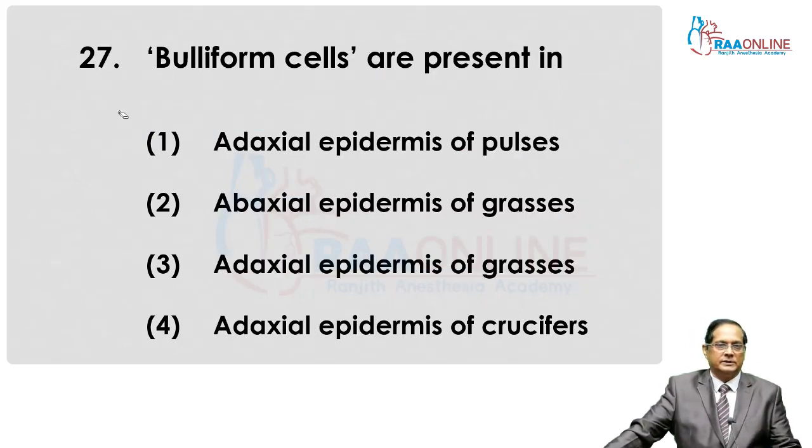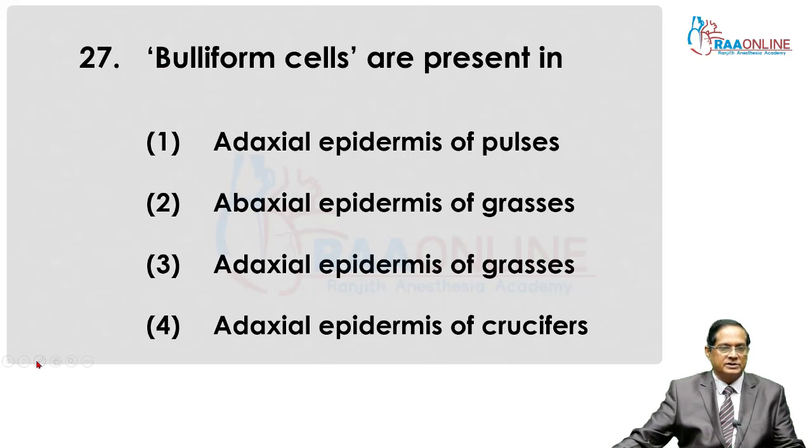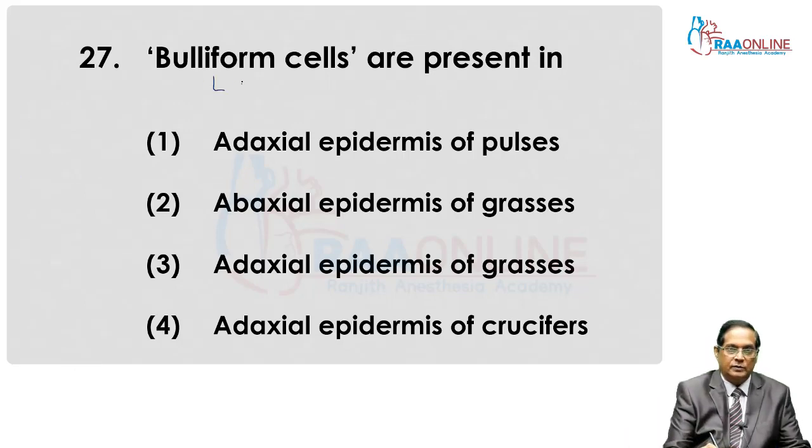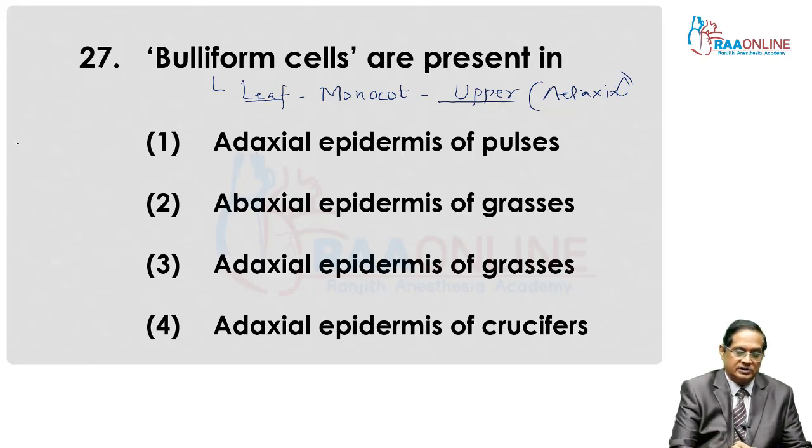Then bulliform cells are present. These bulliform cells are concerned with the leaf. They are found in leaf, associated with the epidermis of leaf, and especially monocot leaf, not in dicot. They are found in the upper epidermis, because leaf has two epidermis. For upper we use the word adaxial. So this is the adaxial epidermis, the upper epidermis of a monocot leaf.